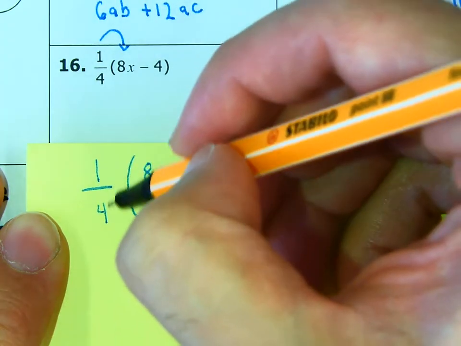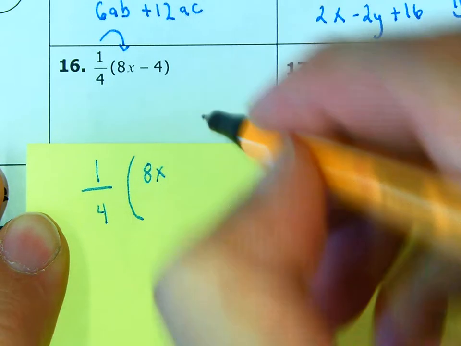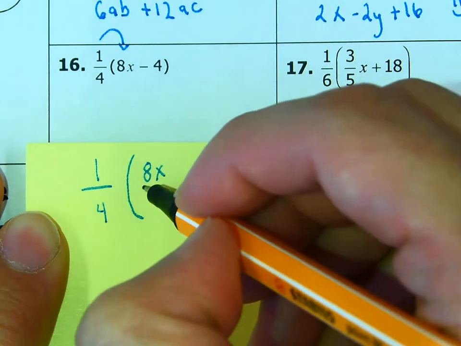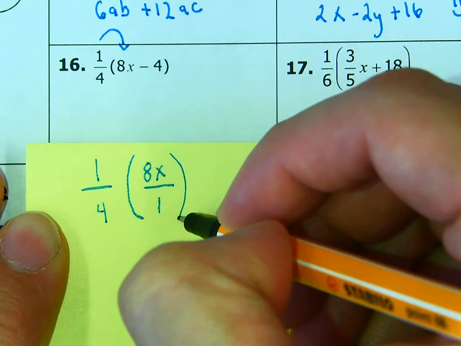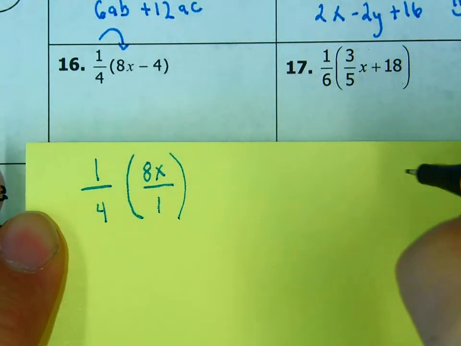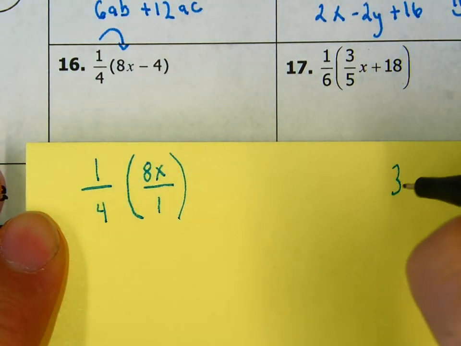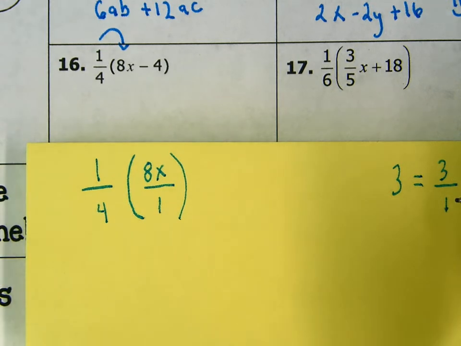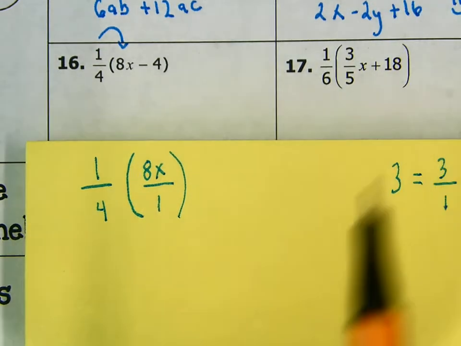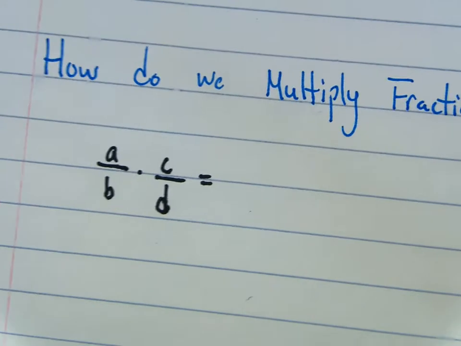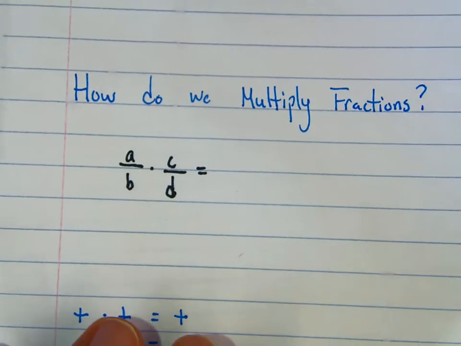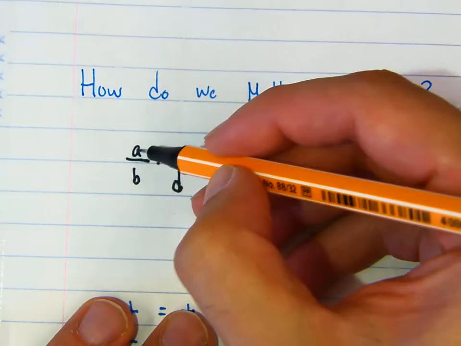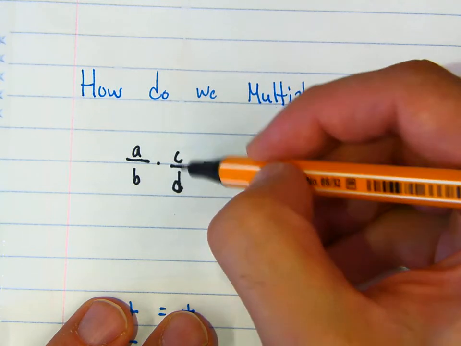Well, all you do is you just take this 8x and you put it over 1. Because if I have any number, let's say 3, that is the same as 3 over 1. You're just showing it like this. Let's take a second to look at our notes. How do we multiply fractions? It doesn't matter what the numbers are.